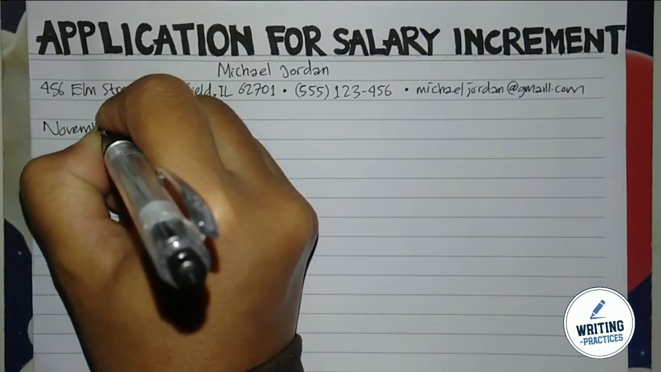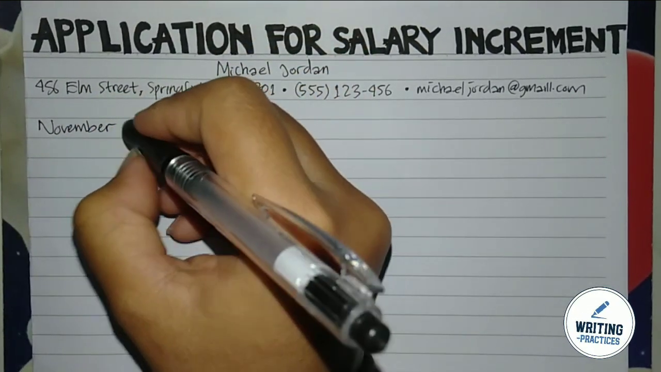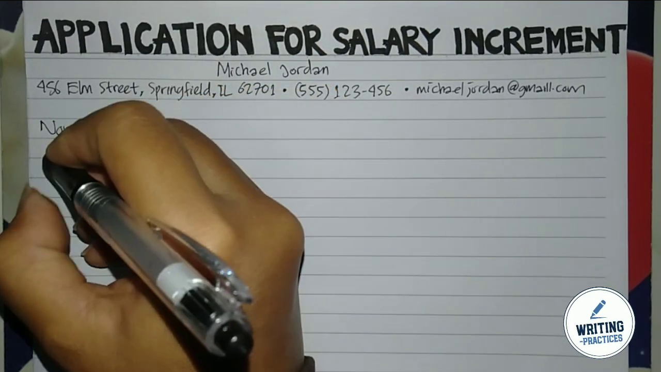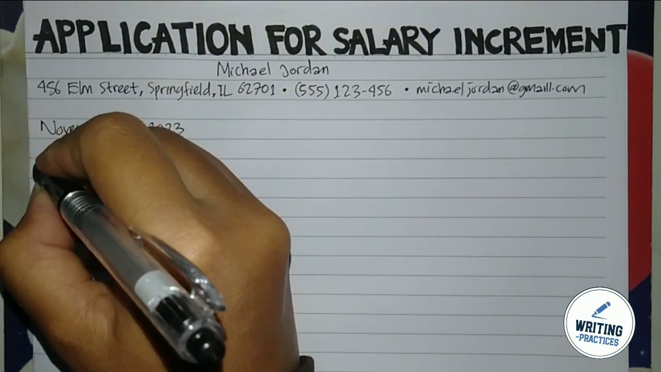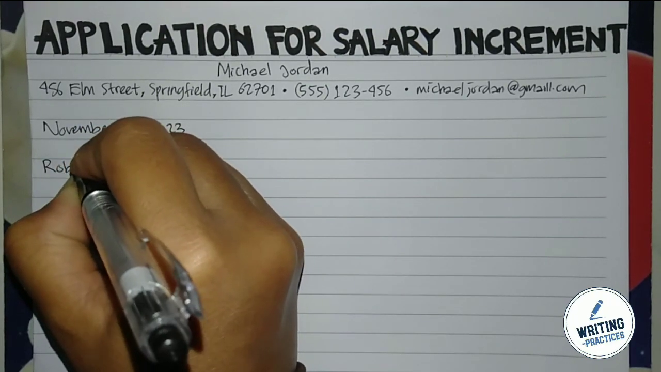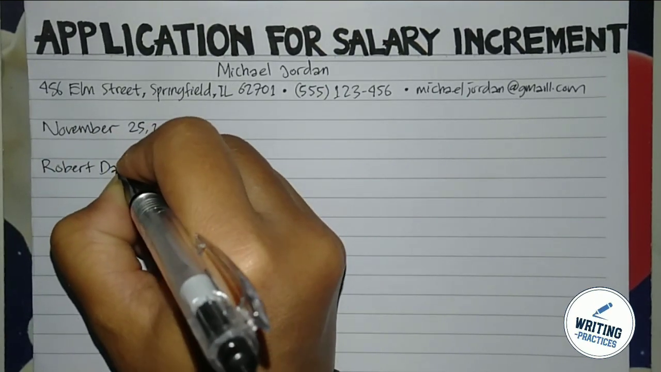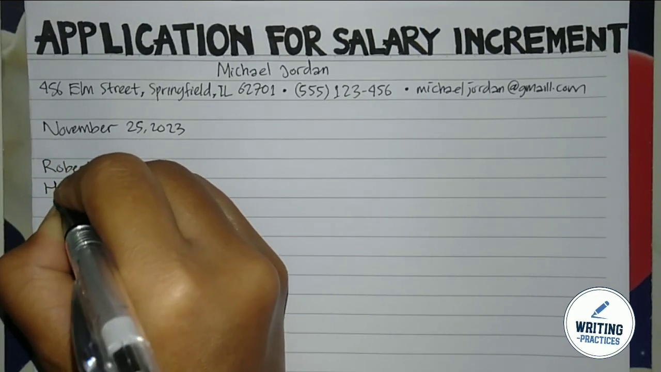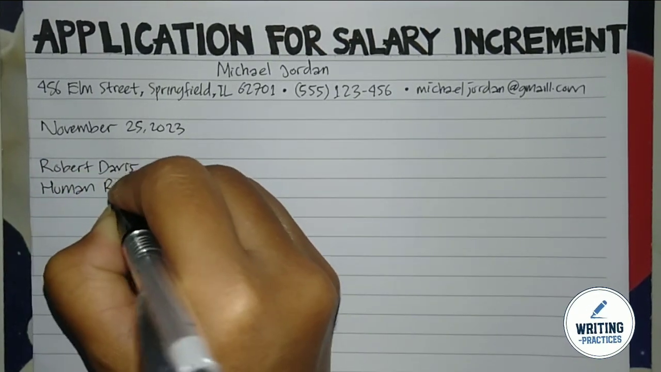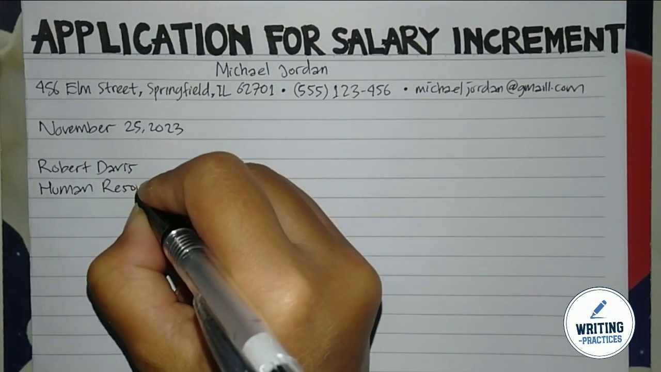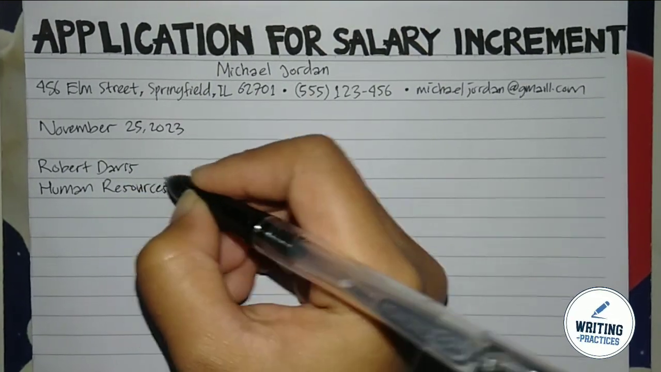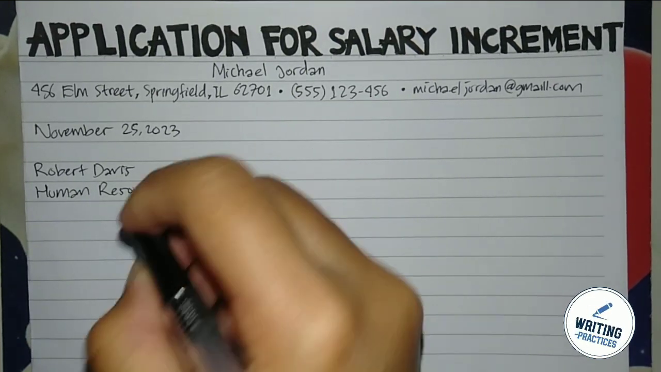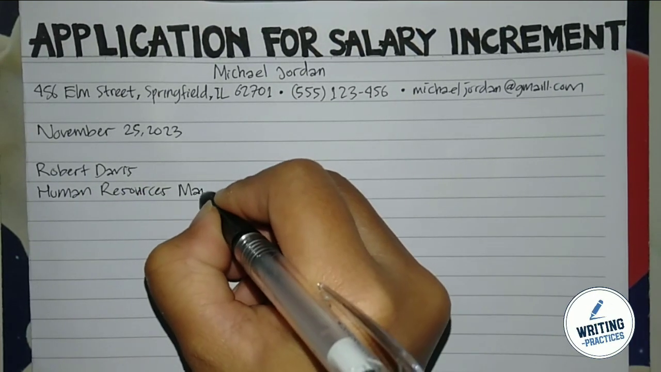Here, Writing Practices will show you how to write an application for salary increment letter step by step. Check this out. First of all, you can write your information. Write your full name, and write your home address. Mention the number, street name, city, state, and zip code. And write your contact information like phone number and email address. And now, write the date of the letter. You may use the format of month, date, and year.